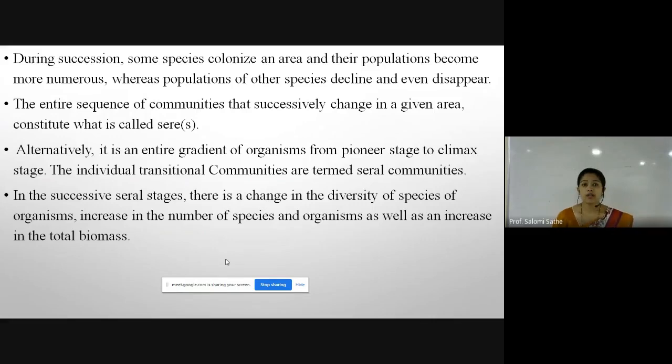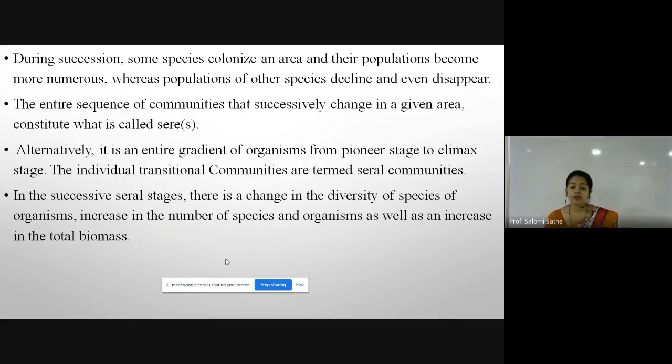And we know that the soil is mostly important for the germination of the seed. With the help of this soil, we see a large number of plant species on the earth. Alternately, the entire gradient of organisms from pioneer to climax stage, the individual transitional communities, are termed as the seral community.